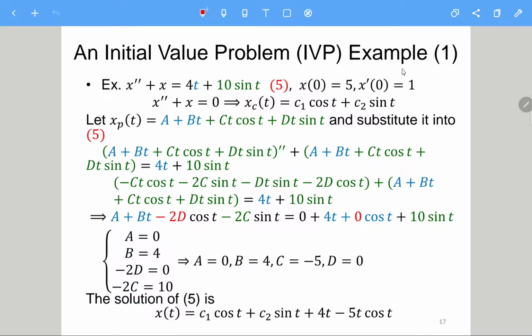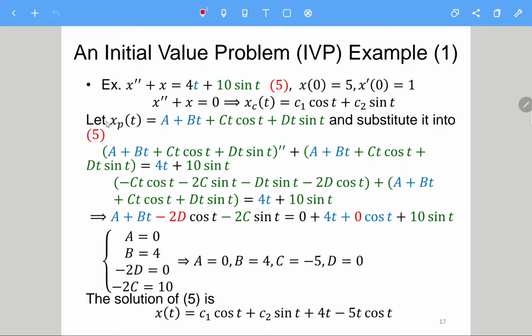Also, we have initial values for the first order and zero order. The first step is to let the right hand side be 0. Then we have x double prime plus x equals 0, so s squared plus 1 equals 0, and s equals plus or minus i. So we have x_c of t equals c1 cosine t plus c2 sine t. This is the first step, the complementary solution.